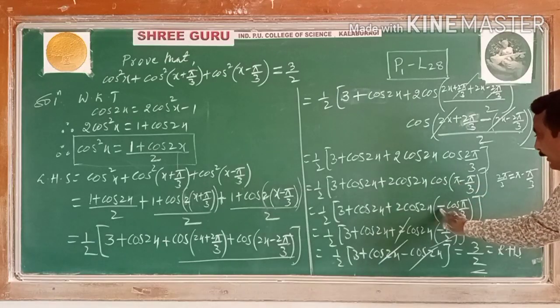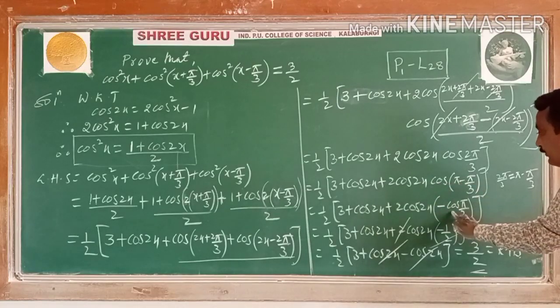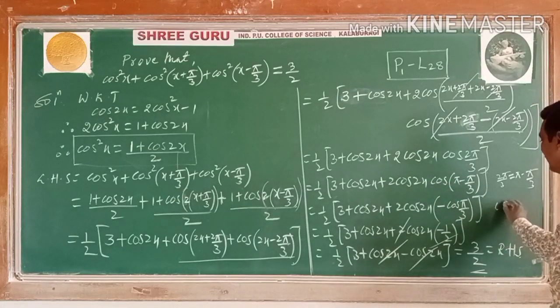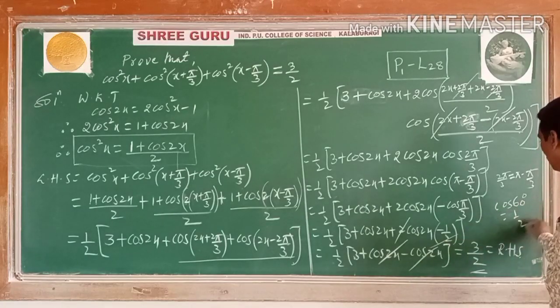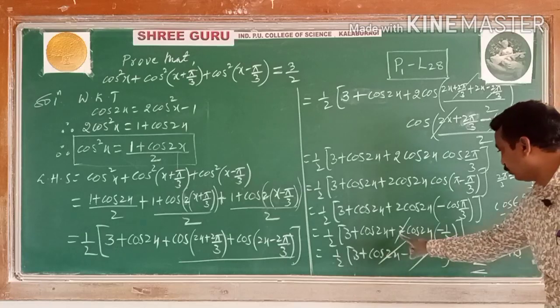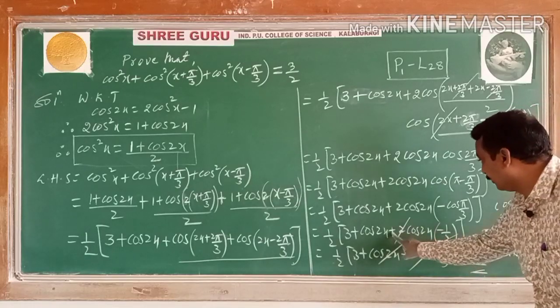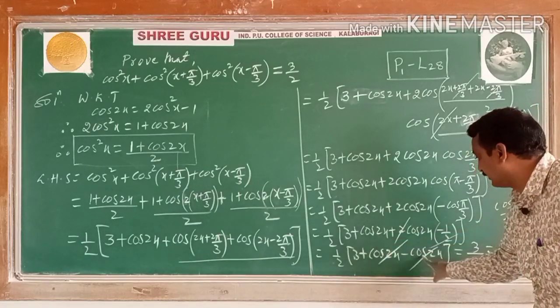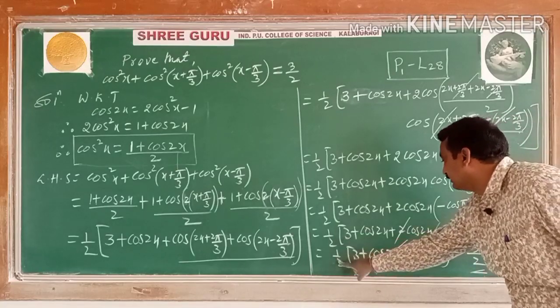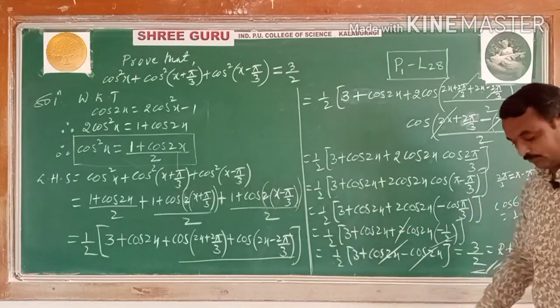Second quadrant, negative cos. No changes, the function remains. Pi by 3 means cos 60 degree. What is cos 60 degree? 1 by 2 it is. Minus 1 by 2. These two get cancelled. Cos 2x becomes what? Negative. This negative, this positive get cancelled here. So what remains here? Only 3. 3 by 2 remains. This is your RHS, students.